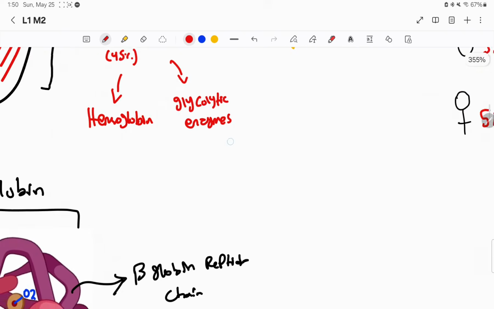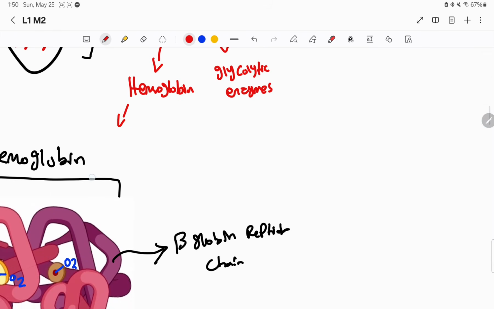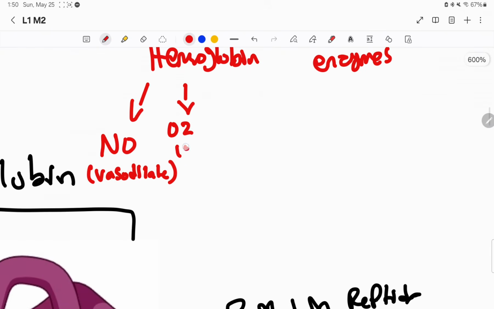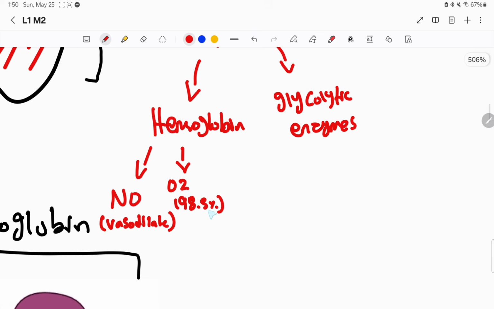Before we talk about this other thing, let's say what else hemoglobin can carry. Hemoglobin can carry this molecule called nitric oxide, which is able to vasodilate your blood vessels. So nitric oxide is another gas that can bind to this. We know that it carries oxygen, and in fact, oxygen is extremely insoluble in water, and 98.5% of oxygen is carried in the form of hemoglobin, and the other 1.5% is dissolved inside of the plasma. Okay? All right.